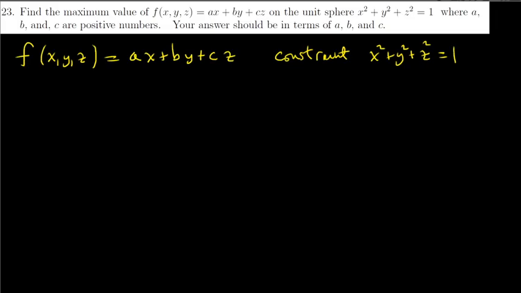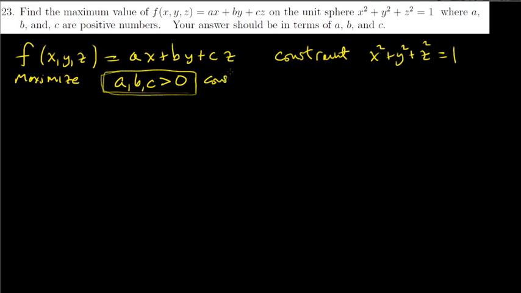Okay, number 23. Another maximum minimum problem. In this case, find the maximum value, so we want to maximize this function f of x, y, and z. It's just ax plus by plus cz for some unspecified a, b, and c. So a, b, and c are just positive numbers, let's say, although they don't have to be. These are just unspecified constants, positive real numbers.